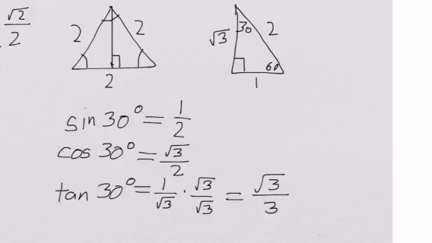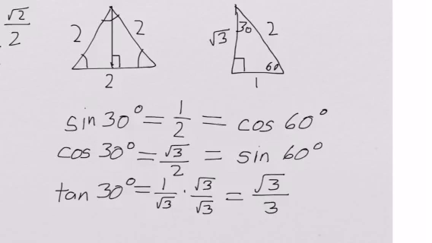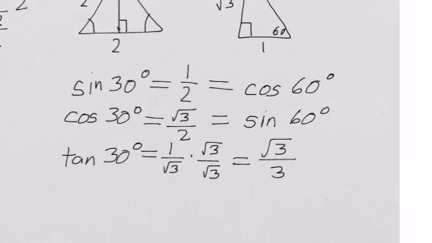Now, as far as 60 degrees goes, for sine and cosine, we can use the cofunction identities. Sine of 30 degrees is going to equal the cosine of 60 degrees. And the cosine of 30 degrees is going to equal the sine of 60 degrees. I also could have used the right triangle definitions here.